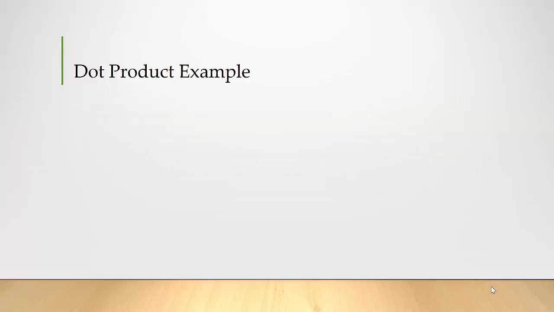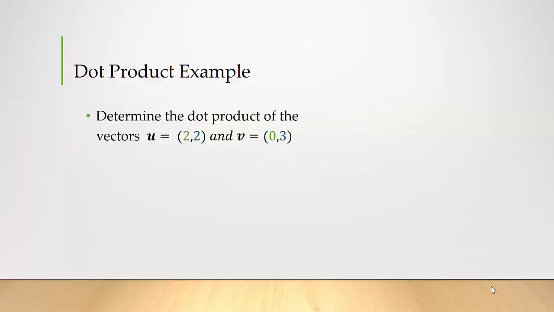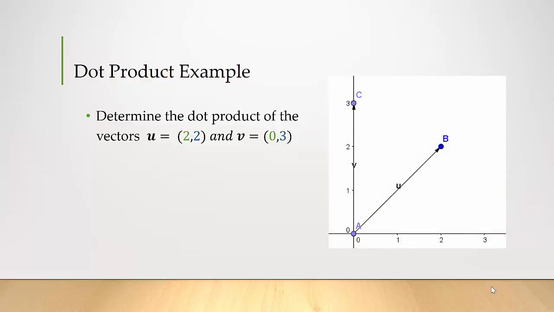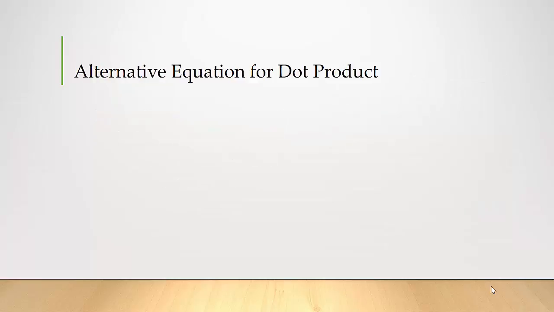So if we look at an example of the dot product, let's determine the dot product of u dotted with v. It's always good to draw a diagram, so here we have u and v. And we know that u dotted with v will be 2 times 0, the product of their x components, plus 2 times 3, which is the product of their y components. So 0 plus 6, or u dotted with v is equal to 6.